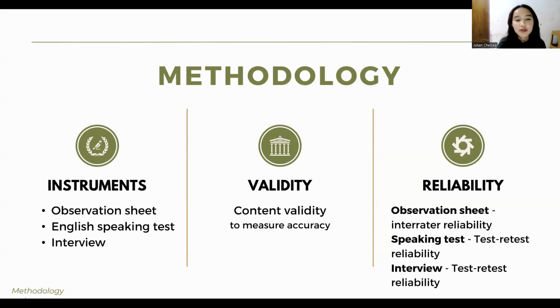And while the validity and reliability are terms used to measure the efficacy of research that indicate how well a method or technique or test measure what it is designed to measure. Reliability measures the rate of consistency, while validity deals with accuracy. Content validity is chosen to measure the degree to which a measurement encompasses every aspect of the concept being measured. And the observation set is measured with the intellectual reliability. The speaking test consistency is measured with test-retest reliability, and the interview is measured with test-retest reliability.